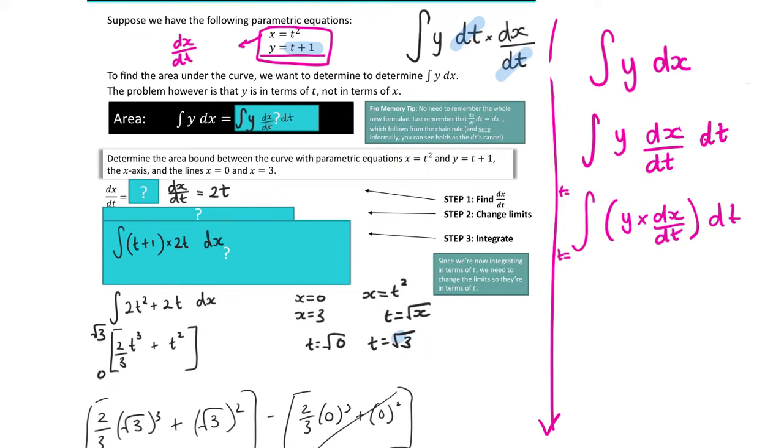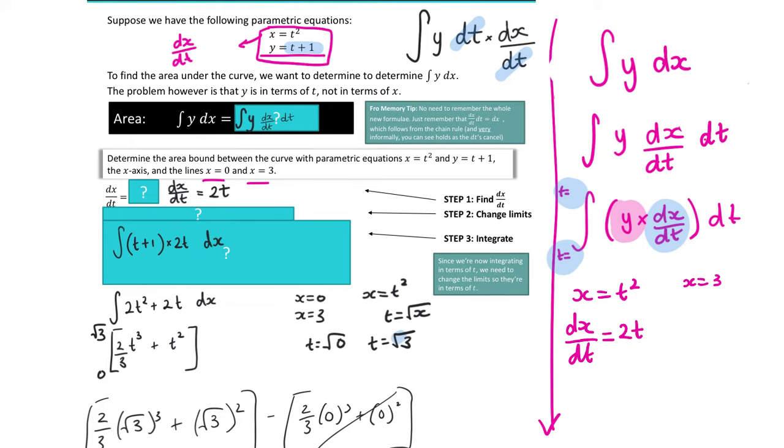So how does that look? Step 1, okay? We need some bits of information. We need our new limits and we need the differential of x because we're already given y in the equation. So, if x equals t squared, what is dx by dt? 2t. Okay. Our limits are given to us in the question, x equals 0 and x equals 3.